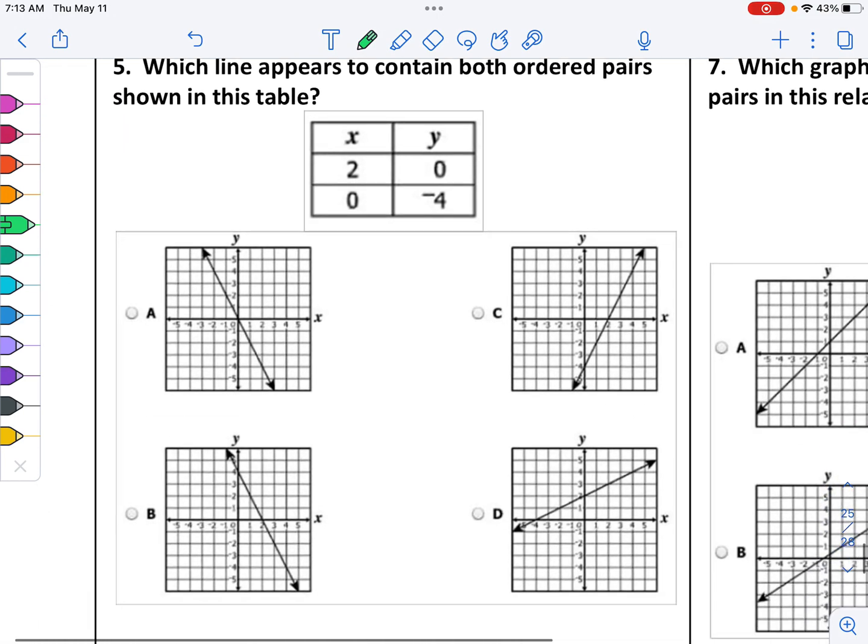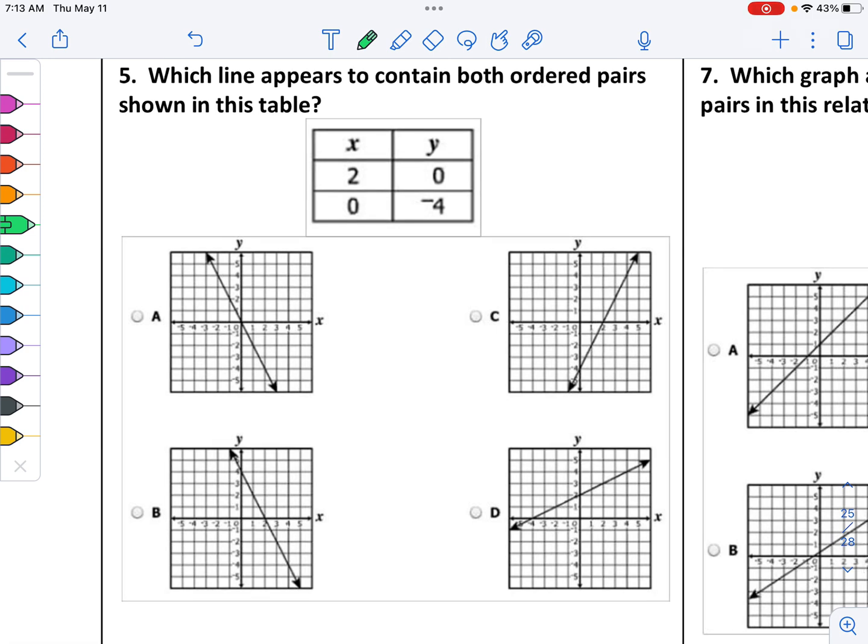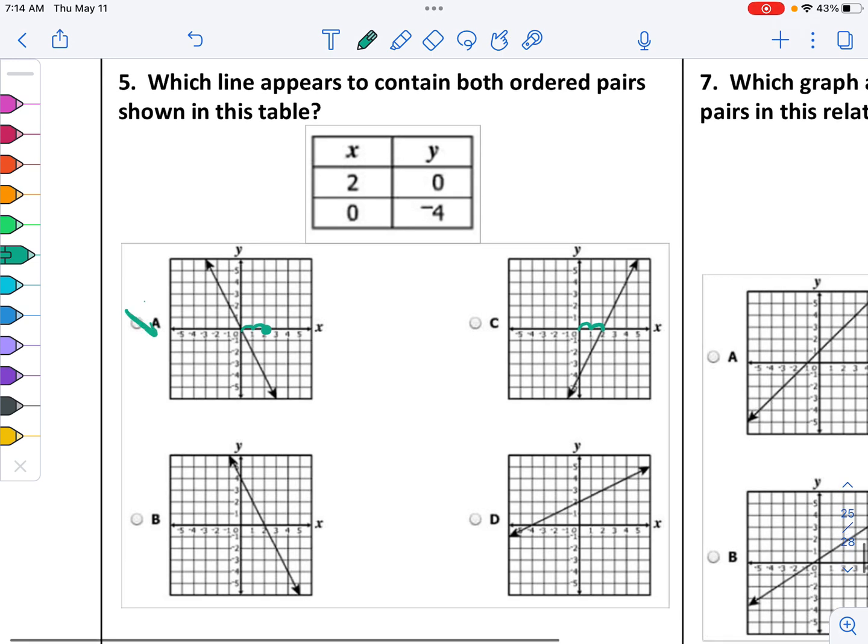We'll scoot over to the other page. Which line appears to contain both ordered pairs? So we're going to go to x is 2. So we're going to go over 1, 2. And we're going to go 0 on the y-axis. There's that point. That point does not fall on the line. Let's try it over here. 2, 0. That point would fall on the line.